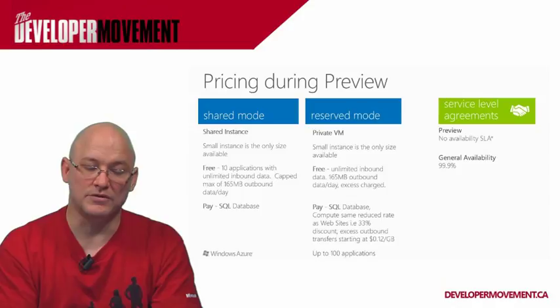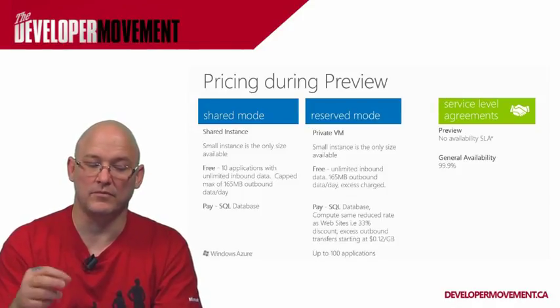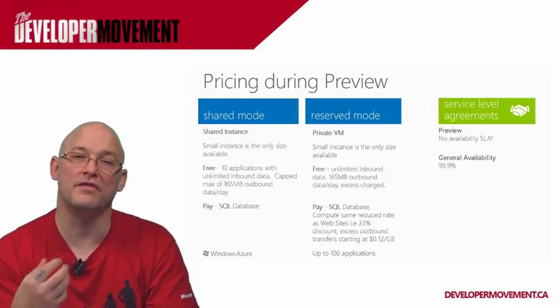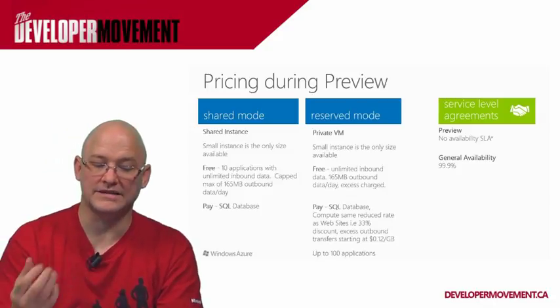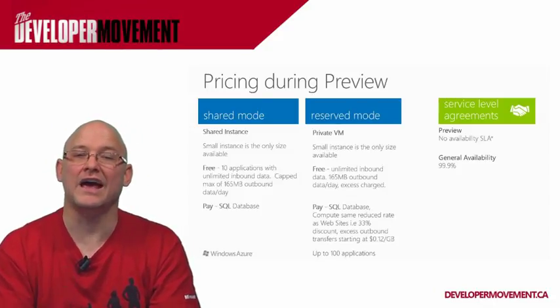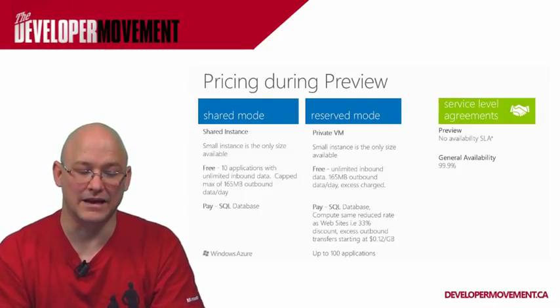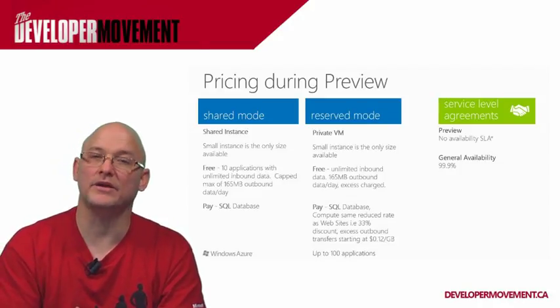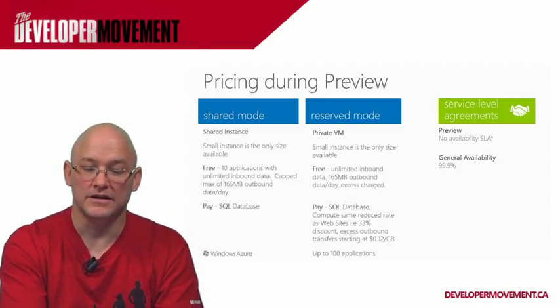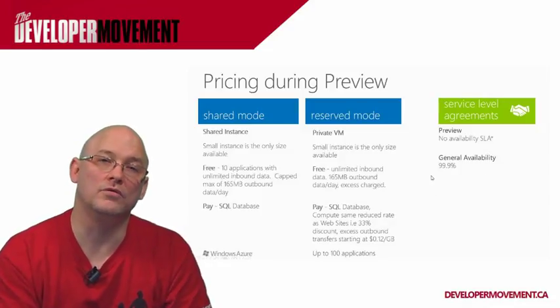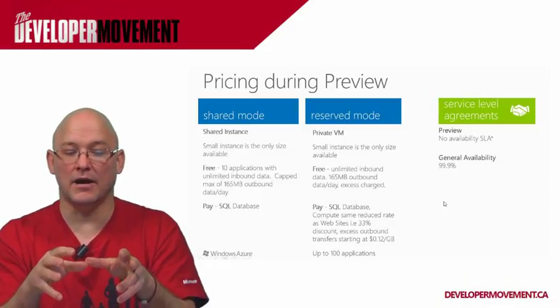Now, the SQL database compute is the same reduced rate as websites, so you still get 33% off. Excess outbound transfers are starting at 12 cents a gig. And you can have up to 100 applications against your SQL database. Now, one thing to note though is that this is in preview mode.